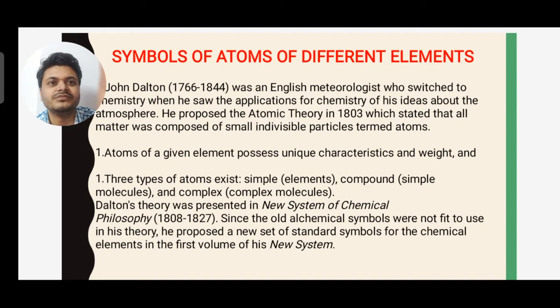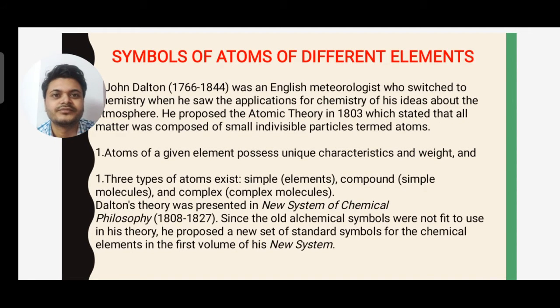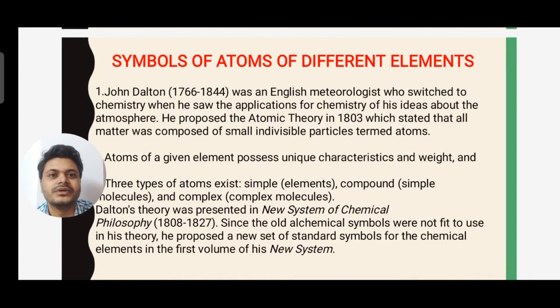Now let's move to symbols of atoms of different elements. John Dalton, 1766 to 1844, was an English meteorologist who switched to chemistry when he saw the applications for chemistry for his ideas about the atmosphere. He proposed the atomic theory in 1803, which states that all matter is composed of small indivisible particles termed atoms. He stated that.